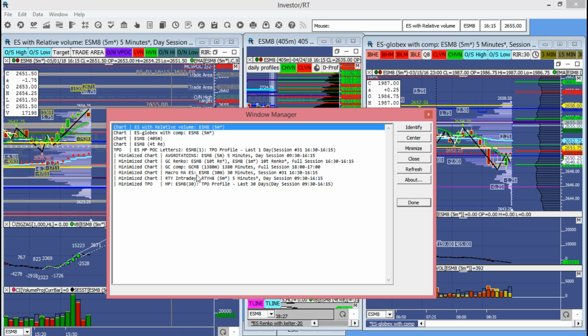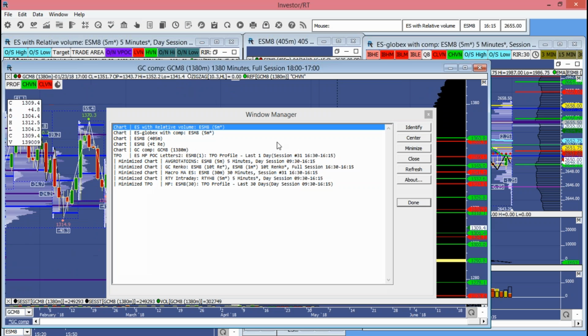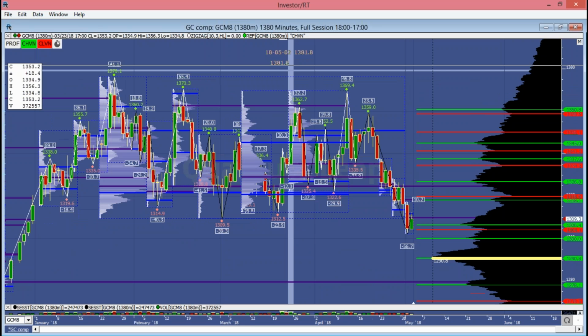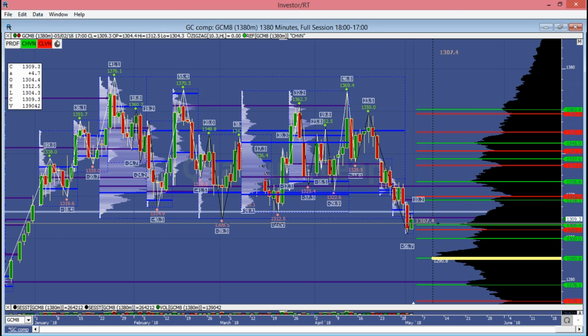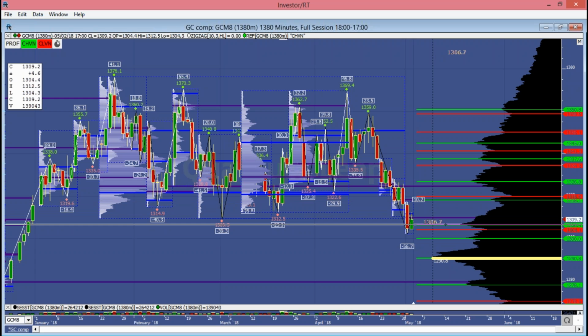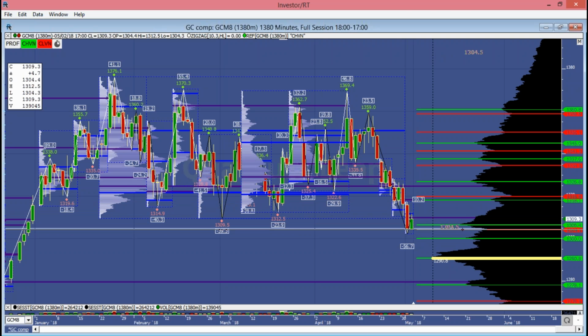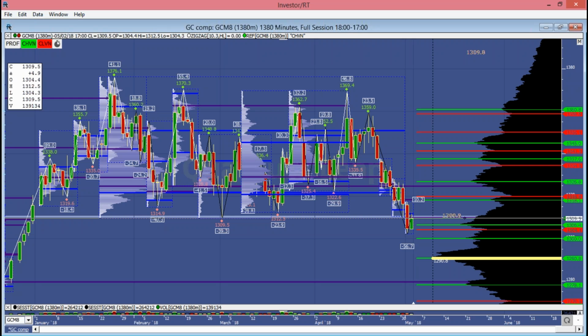Going over to gold, gold went and hit that target we were talking about. You know, we had broken below the 1390. We were looking for it to come down and test this 1306 level. It pushed through down to the 04 and did not hold below the 04. What do we get? We get a rotation back up. The 2-day microcomposite VPOC is up here at the 1310 area. We're currently trading 1309.60.